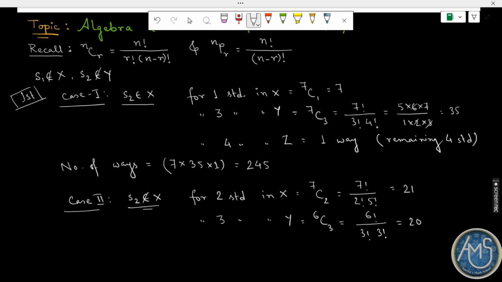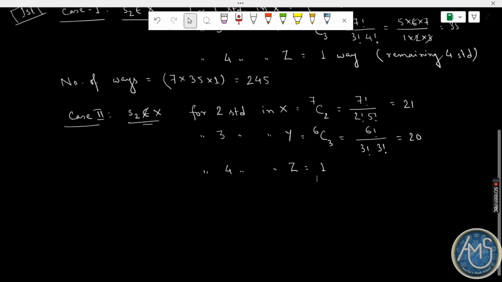And 2 students in X, 3 students in Y. So how many students are left? Only 4, and you have to place them in Z only. And there is no condition. So for 4 students in Z, only one way left. So the number of ways equals 21 into 20 into 1. That means 420. So case 1 and case 2 are like an or case. Either case 1 will happen or case 2 will happen. So we have to add them.